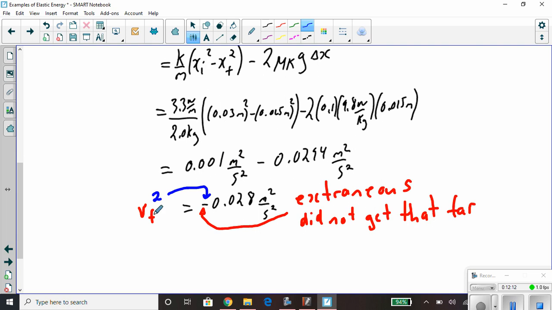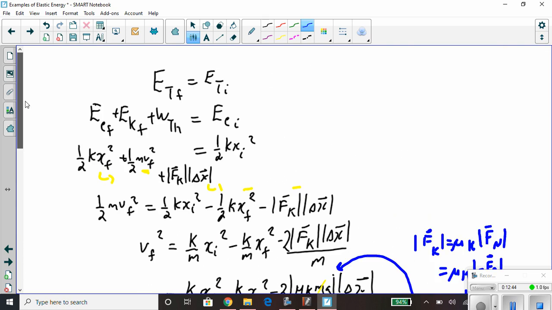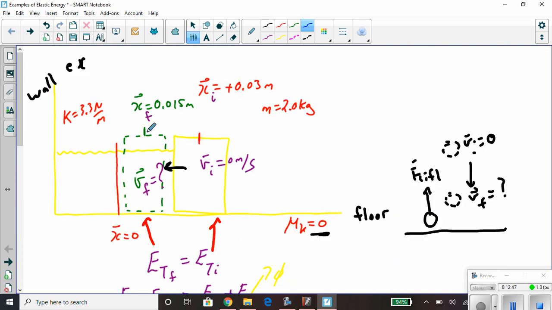I get v f squared is equal to negative 0.028 meters squared over seconds squared. Wait a second. I can't square root a negative number. No, you can't. So this is what we call an extraneous solution. And what it's telling you is that when you released that object, there was so much friction, it never got to that final point you were interested in investigating, the 0.015 meters away from the initial position. Let me show you where that is. It never made it to here. You released it from here, but the friction was so great it never got to there.